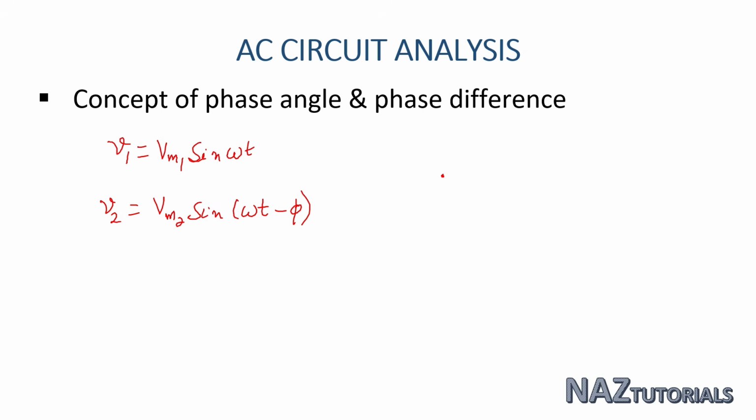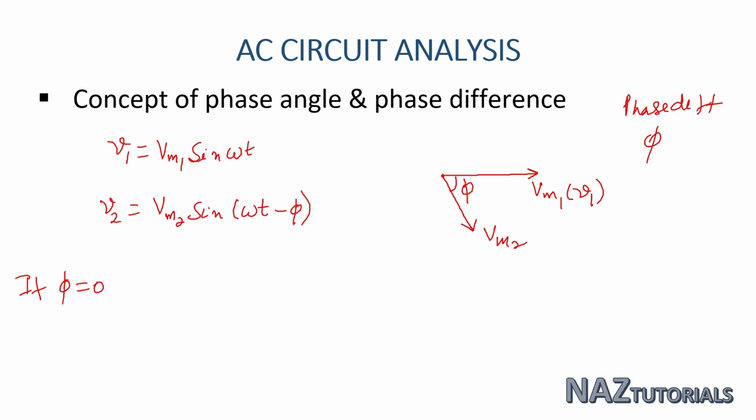First voltage waveform having phase angle 0, so it is represented at 0 degree axis having magnitude Vm1. Second waveform having phase angle minus phi in clockwise direction having magnitude Vm2. If you analyze these two waveforms, they have phase difference phi. Phase difference is basically the difference between the phase angles of two waves.